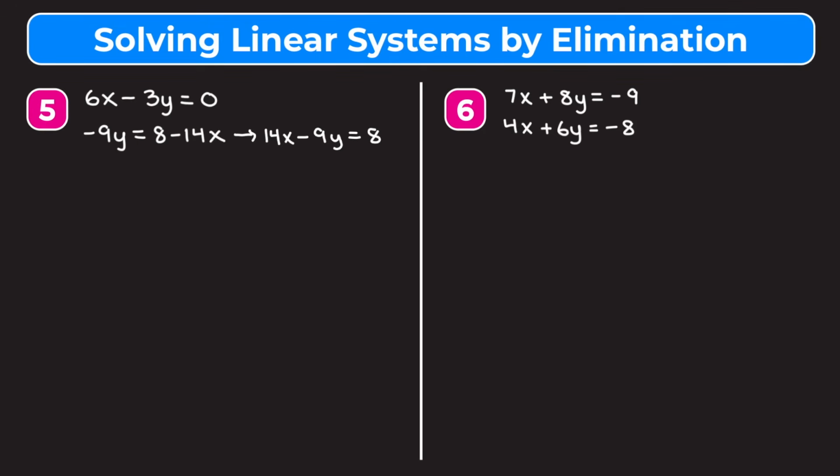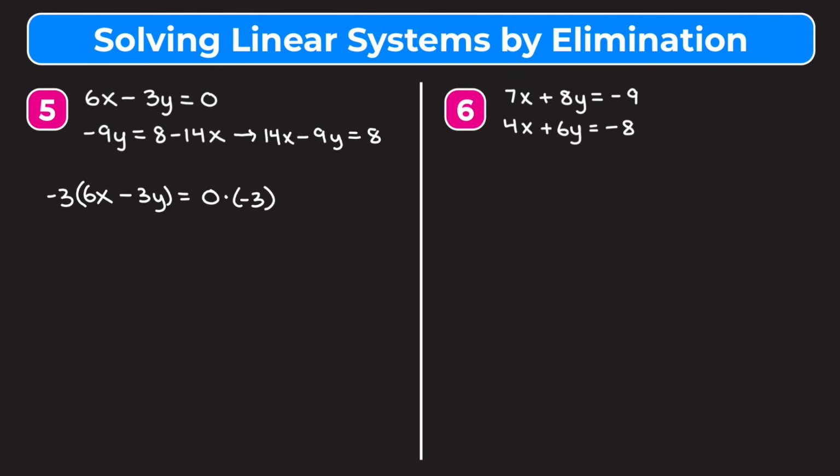And now we want to think about if we want to try and eliminate the x's or the y's. So 3 can go into 9, so I'm going to eliminate the y's. So I want to turn negative 3y into a positive 9y. So I'm going to take my first equation, and to turn a negative 3y into a positive 9y, I need to multiply by negative 3. So I'm going to multiply both sides by negative 3.